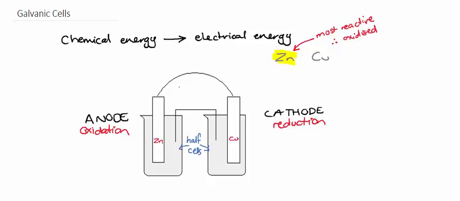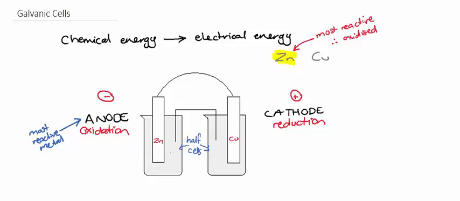Now, in all electrochemical cells, oxidation always occurs at the anode and reduction always occurs at the cathode. In a galvanic cell, the anode has a negative charge and the cathode has a positive charge. And just to take note again, the anode is the most reactive metal.